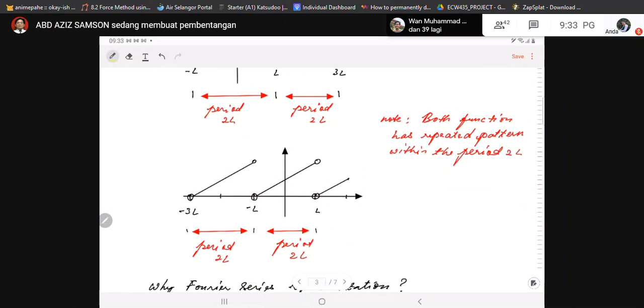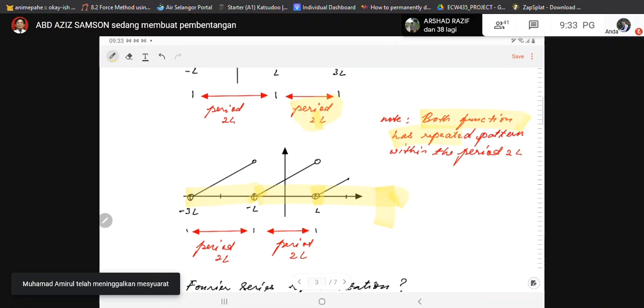The function is just a simple function. From minus 3L to minus L you have a straight line here, and it's being repeated again from minus L to L, and then the next one will be over here, it will be 3L, isn't it? Right, over the next interval. So the period here is given by 2L, and both functions have a repeated pattern within the period of 2L.